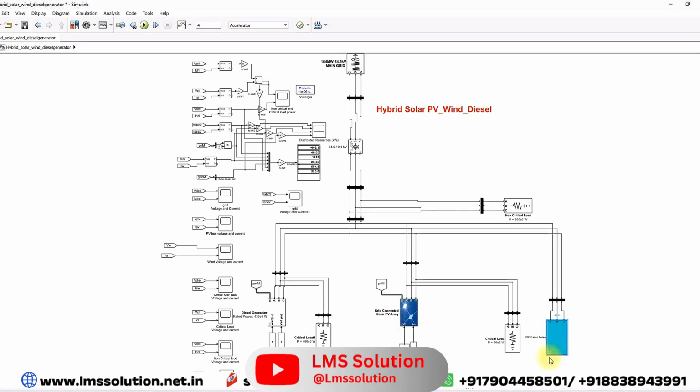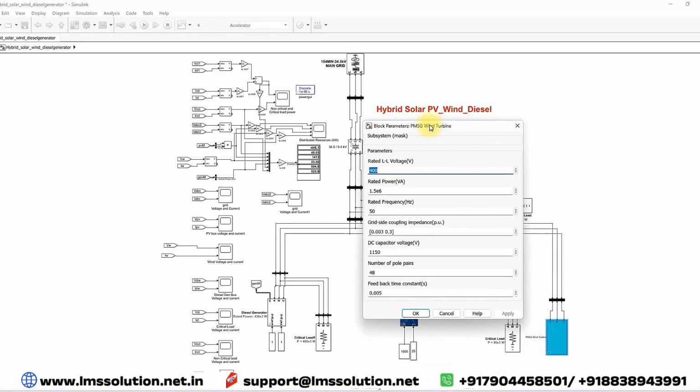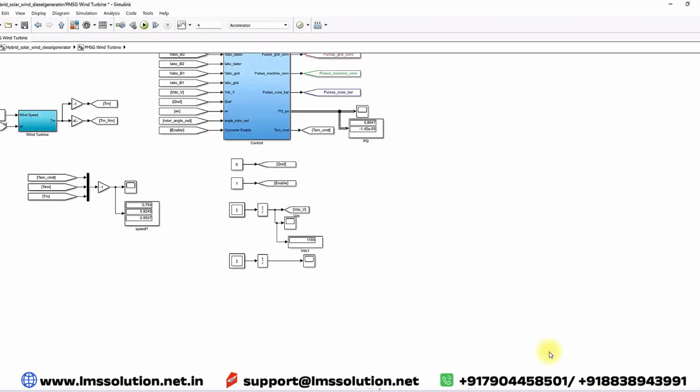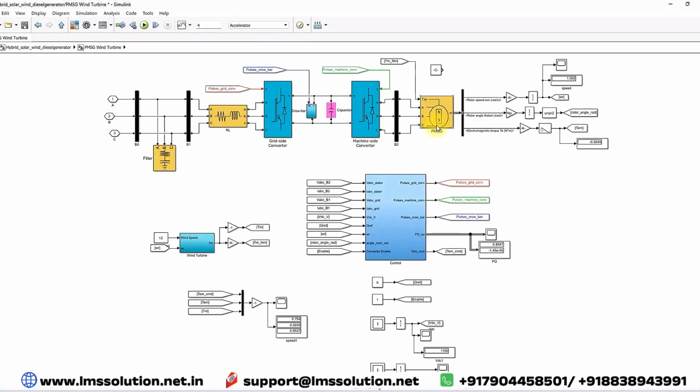Here you can see the PMSG wind turbine system. The rated voltage is 400, and the rated power is 1.5 megawatt. The rated frequency is 50 hertz, and the DC capacitor voltage is 1050 volt. The number of pole pairs is 48. When you go inside, you can see the system. This is the PMSG, the machine side converter, the grid side converter, and this is known as the wind turbine model.